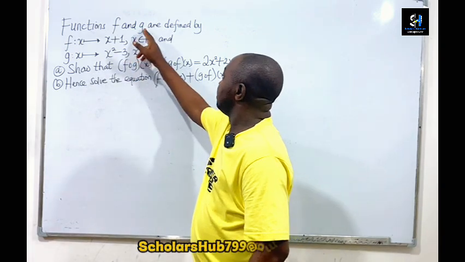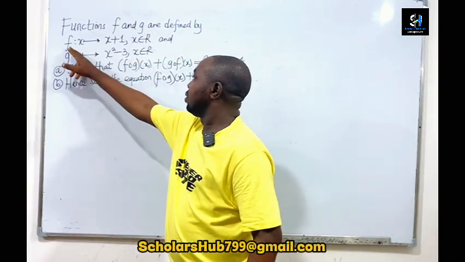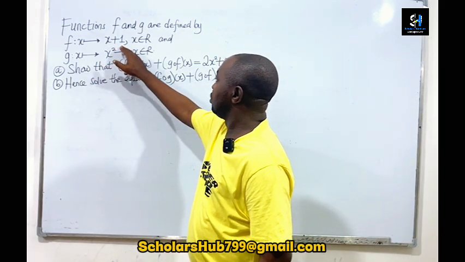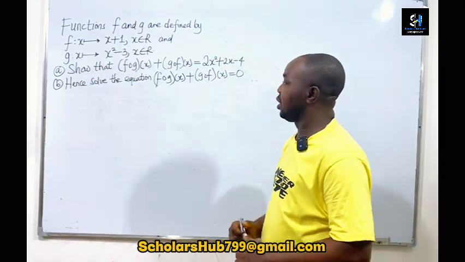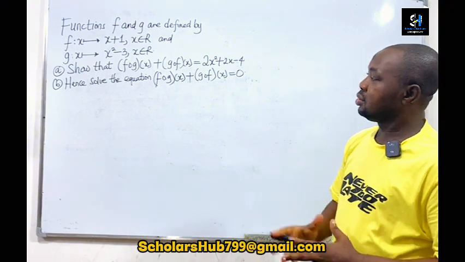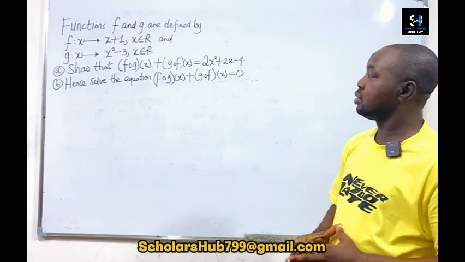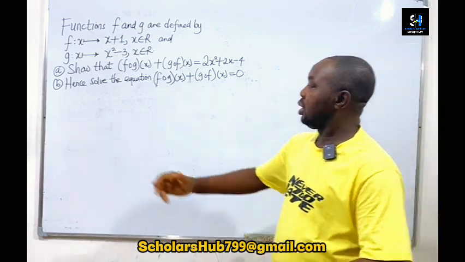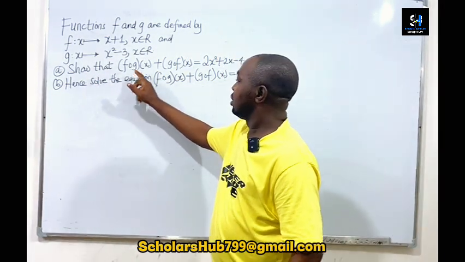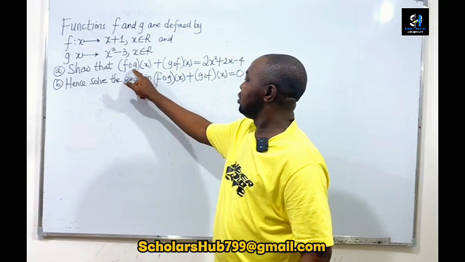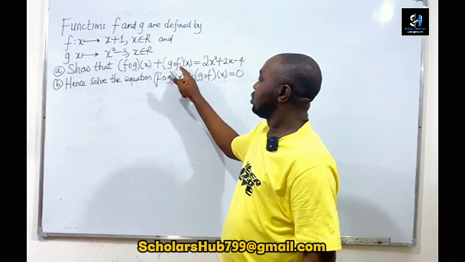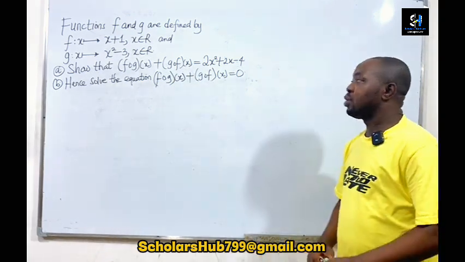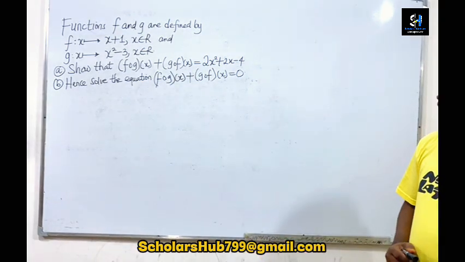Functions f and g are defined by f of x equals x plus 1, defined for all real values of x, and g of x is given to be x squared minus 3, defined for all real values of x. Question A is for us to show that the composite function fg of x plus the composite function gf of x is equal to 2x squared plus 2x minus 4.